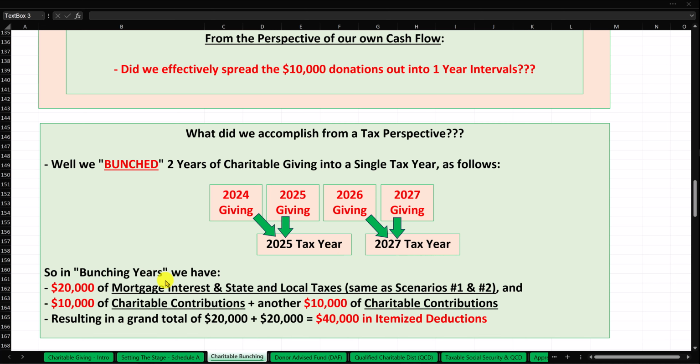So in bunching years, as we will call them, 2025 is a bunching year, 2027 is a bunching year. In bunching years, we have $20,000 of mortgage interest and state and local taxes. That's the same as scenarios 1 and 2. And now what's different is that we have $10,000 of charitable contributions plus another $10,000 of charitable contributions in the same tax year, resulting in a grand total of $20,000 plus $20,000, which is $40,000 in itemized deductions during the bunching years.